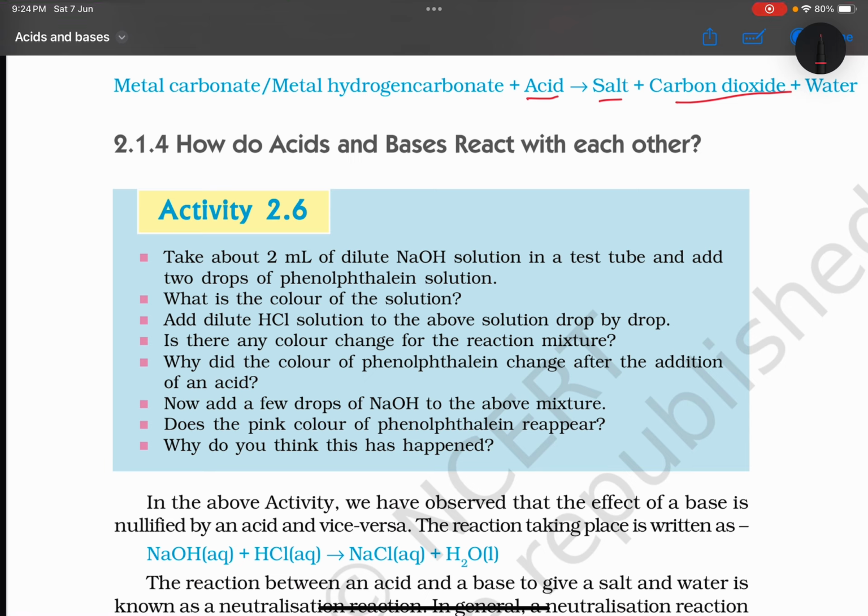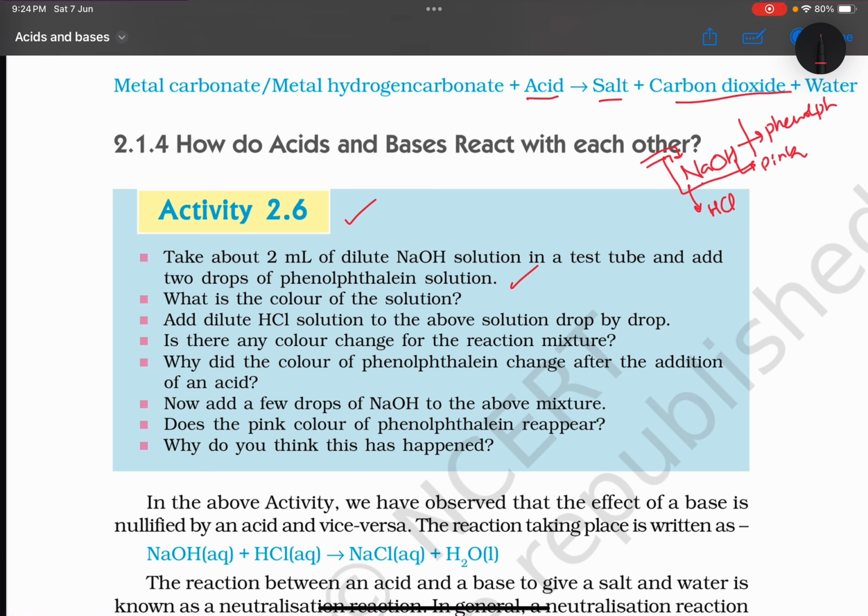Coming to how acids and bases react with each other. Very simple. Acid plus base is equal to salt and water. This is a neutralization reaction, very well known to us. So here is an activity. First he is taking sodium hydroxide. Only sodium hydroxide is there. To this some phenolphthalein is added. We know that when you add phenolphthalein, this turns pink. And to this, drop by drop, we are adding HCl solution.